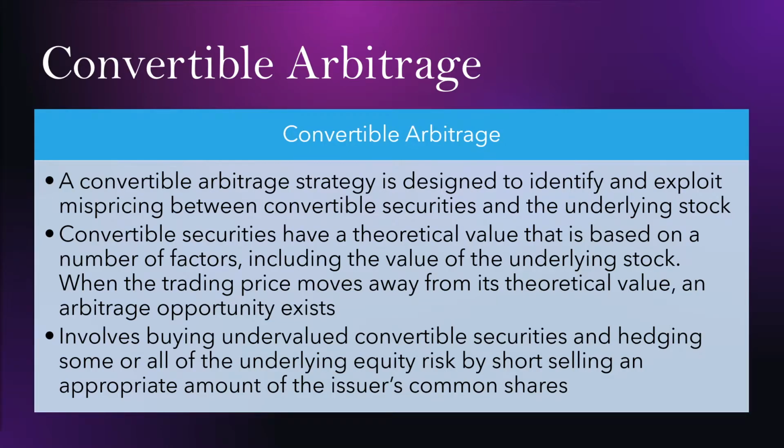Now, another relative value strategy is convertible arbitrage, and this is designed to identify and exploit mispricing between convertible securities and the underlying stock. Now, convertible securities have a theoretical value that is based on a number of factors, including the value of that underlying stock. So when the trading price moves away from its theoretical value, an arbitrage opportunity exists. So it does involve buying the undervalued convertible security and hedging some or all of the underlying equity risk by short selling the appropriate amount of issuer common shares.